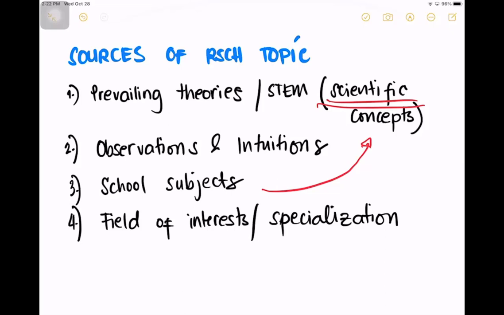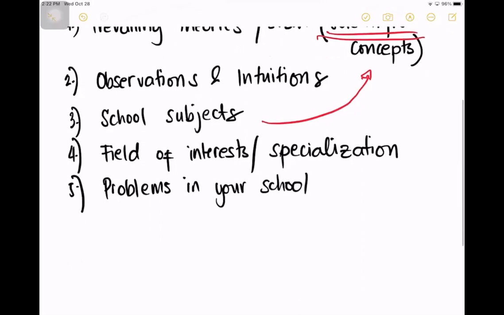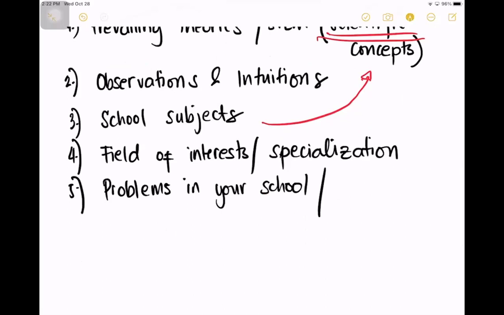Next one. All right. For your number five, a source of research topic could be existing problems in your classroom, or problems in your school, or, if you want to level it up a bit, you could look into the needs of the community or the society as a whole.